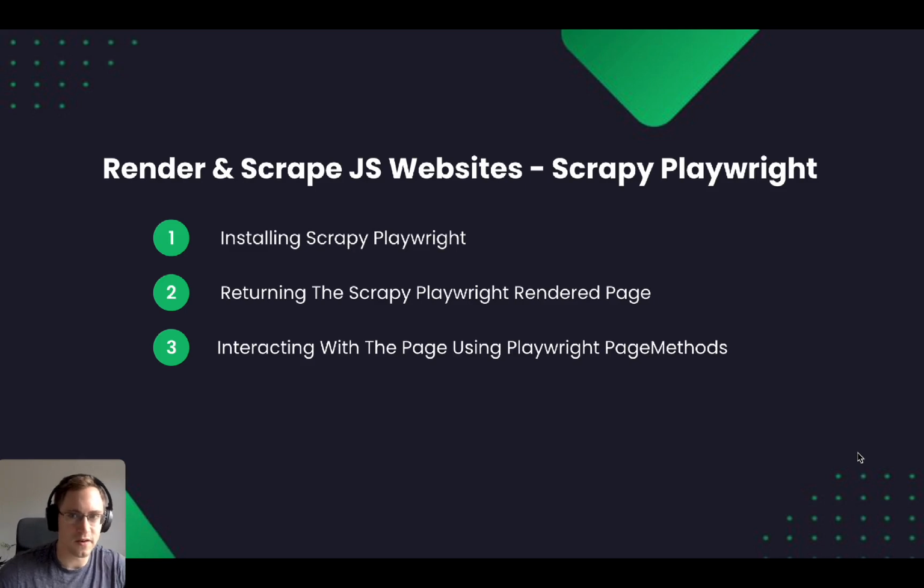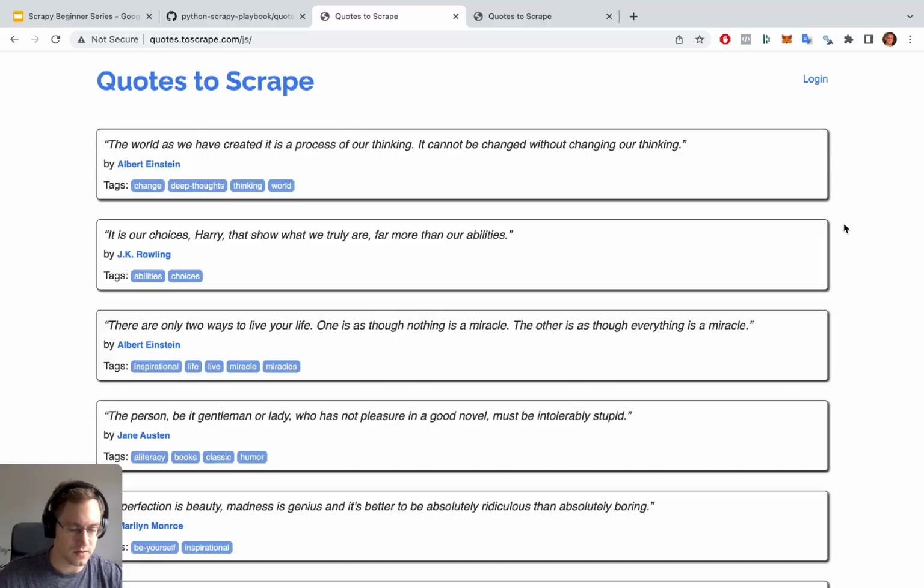Hi guys, in this video we're going to be looking at how we can scrape JavaScript rendered websites with Scrapy Playwright. So we're going to go through how to install Scrapy Playwright, how we can render the page using Scrapy Playwright, and then how we can actually interact with the page and get the data we want from this JavaScript rendered website. So the website we're going to be scraping today is Quotes to Scrape, but it's the JavaScript rendered version of this quotes2scrape.com site.